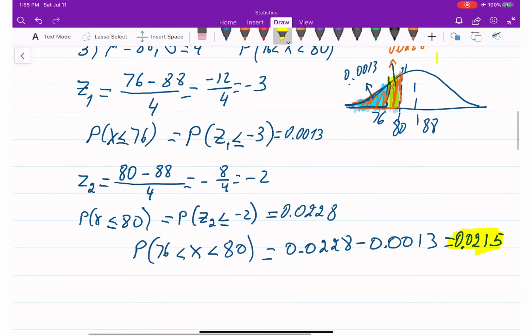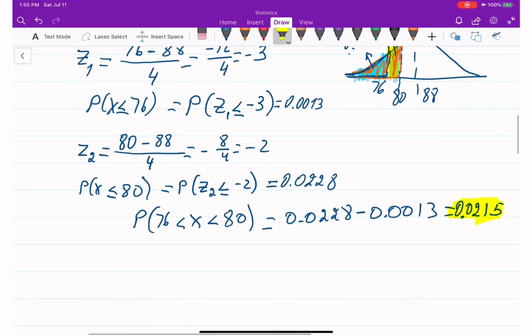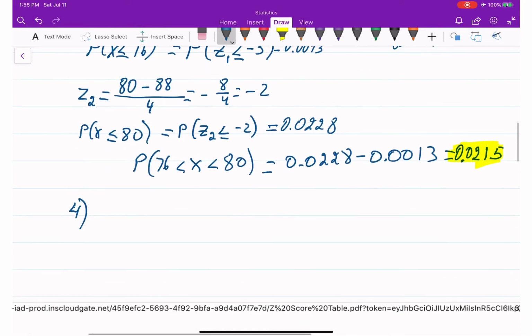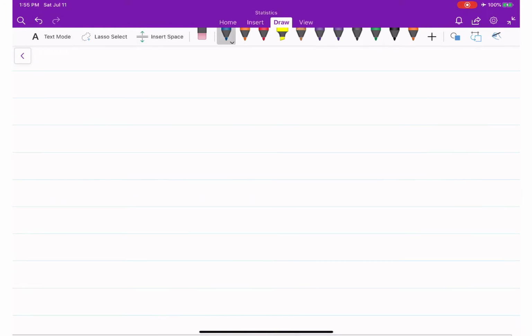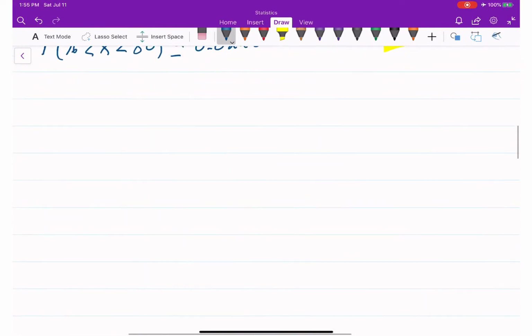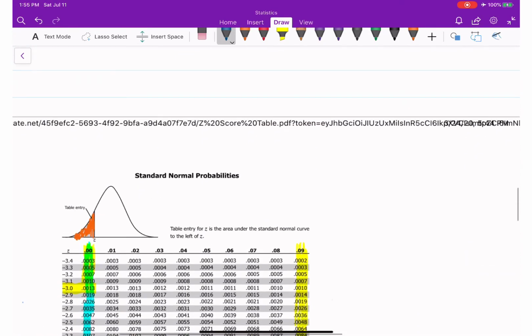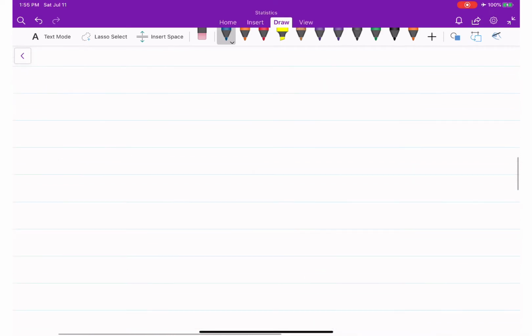Solving problem. Let's see what we have. Let me move this table down. Oops. What just happened?